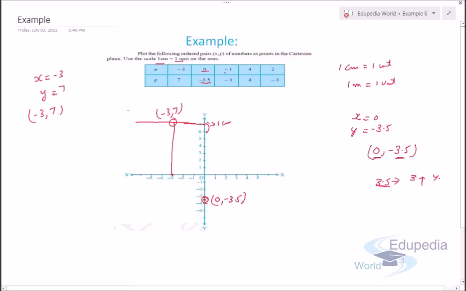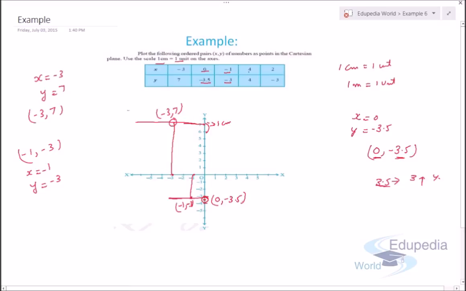The next point is minus 1 and minus 3. So the x part is minus 1, y part is minus 3. Now x is minus 1, so this is the point. Y is minus 3, so this is the point. So again we draw a straight line, and from here we again draw a straight line. So the point where they intersect is a point. So this point is minus 1 and minus 3.